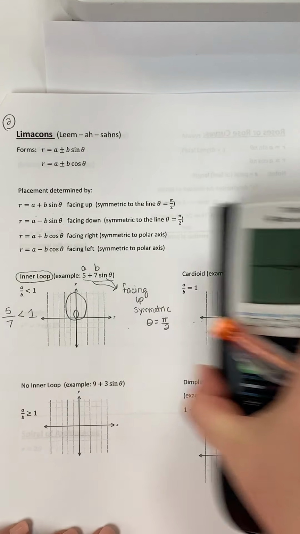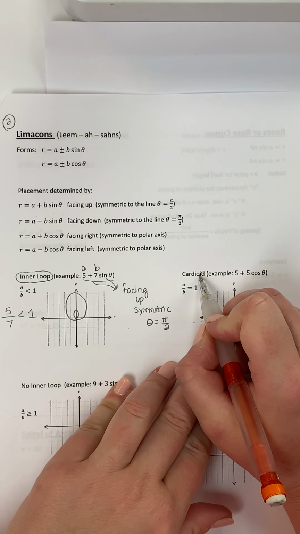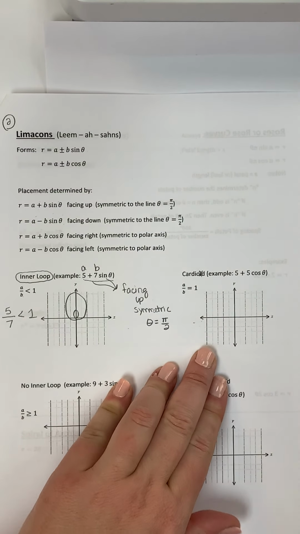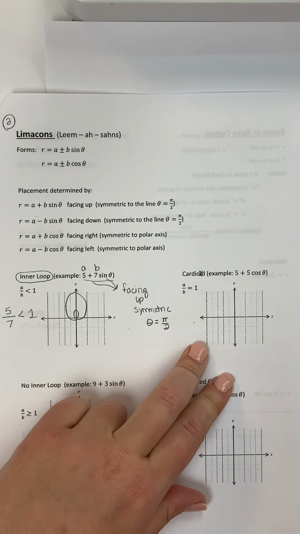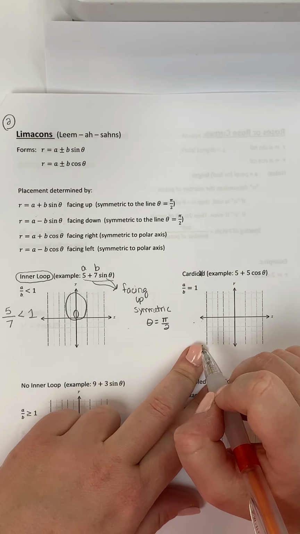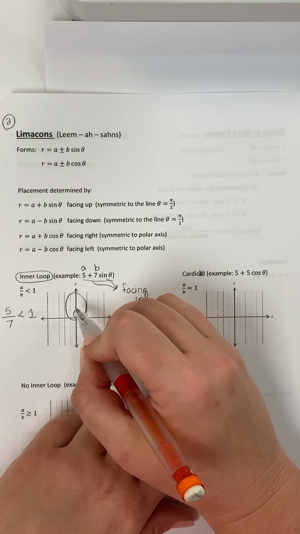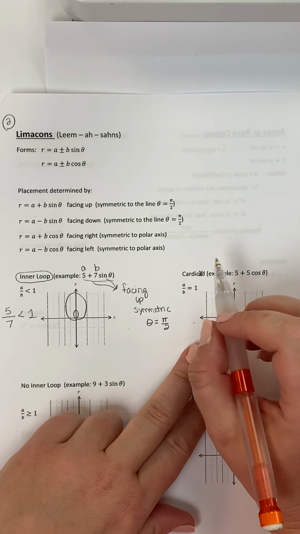Okay, let's look at the next one. Now I spelled this one horribly wrong. There does not need to be an extra I here. This is a cardioid, okay? A cardioid is going to almost look like an apple. It's gonna have a little dip. It's not gonna have an inner loop, but it is gonna have a little dip in it.